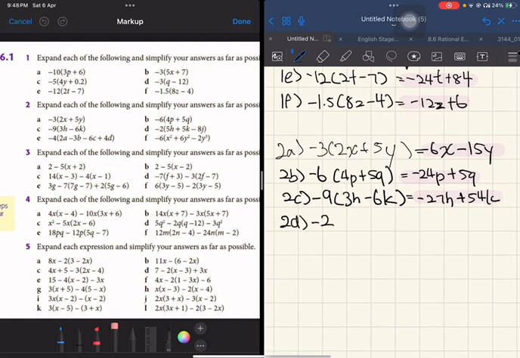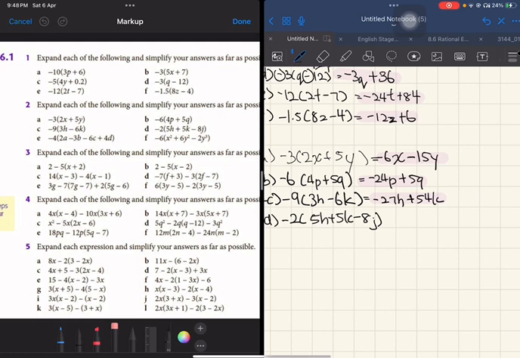2d: negative 2(5h + 5k subtracted by 8j). Negative 2 times 5h, you're going to get negative 10h. Negative 2 times positive 5k, you're going to get negative 10k. Negative 2 times negative 8j, you're going to get positive 16j. Okay.